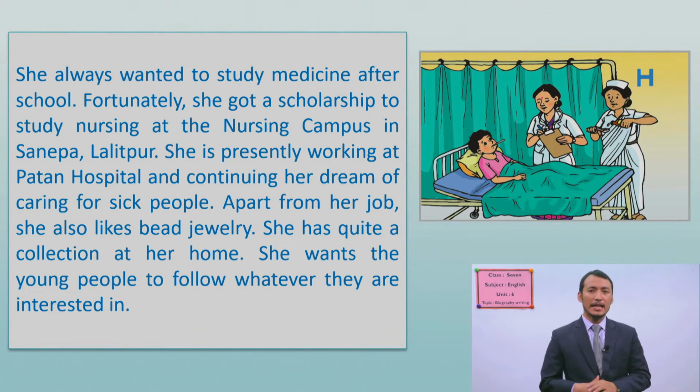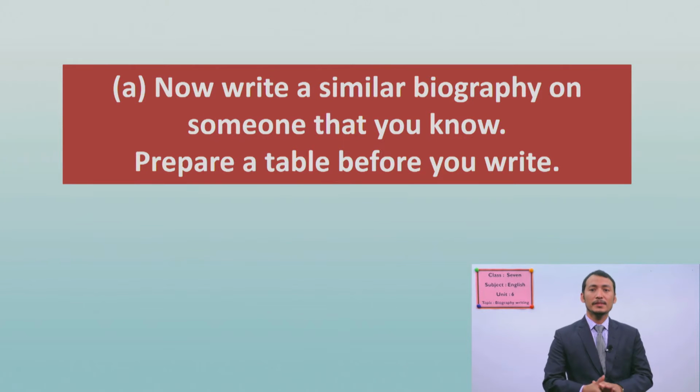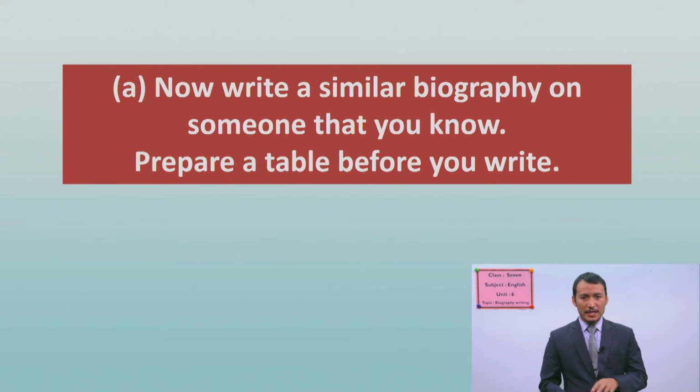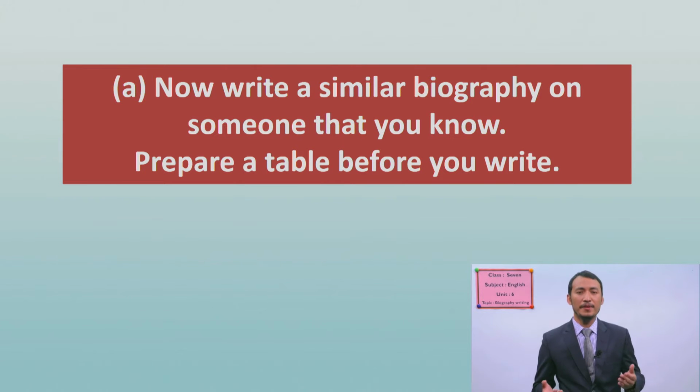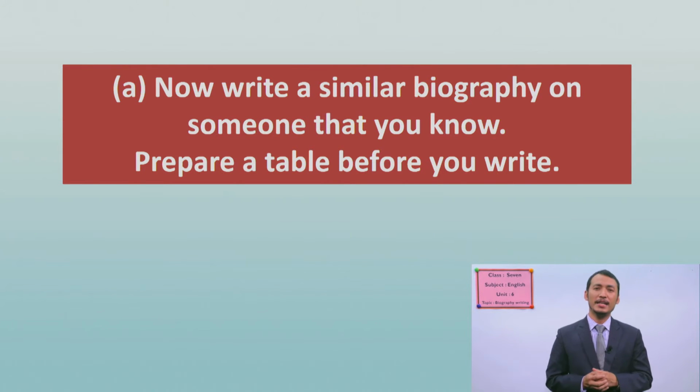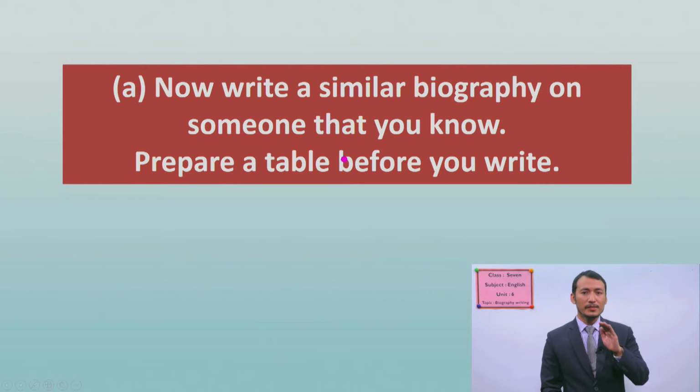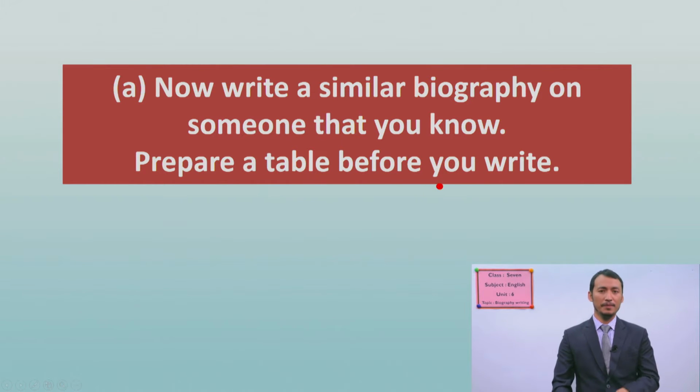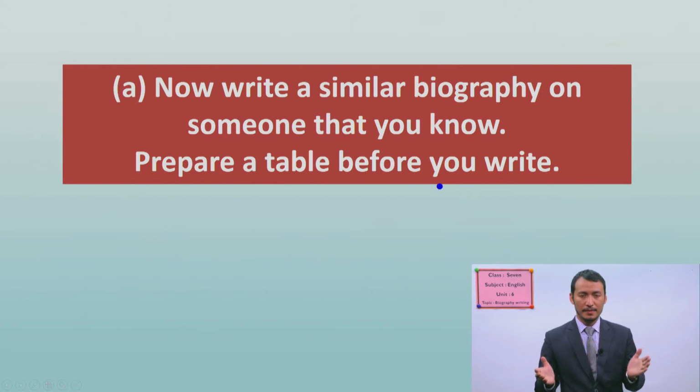Now we can look at or write about someone that we already know by collecting the information. For writing a biography, you need to collect the information about the person. Without information or facts about someone, you cannot write a biography. So, you have to know the person, you have to collect the information, and it is helpful to make a table before you write a biography.